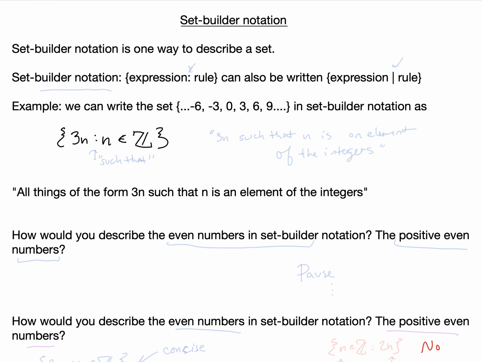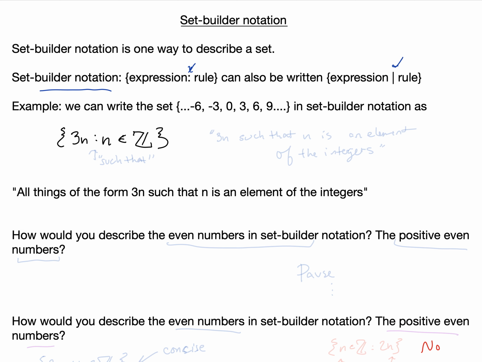In this video, we're going to describe set builder notation, which is a common way to describe a set. Set builder notation is written as, in braces, an expression, colon, the rule. In other words, it's all things of the form expression that follow a certain rule or category. It can also be written with a vertical bar instead of a colon, and either way is fine.